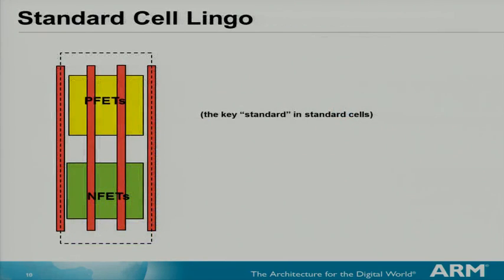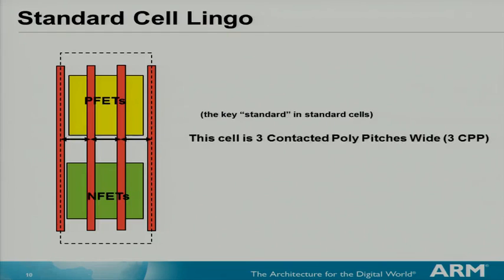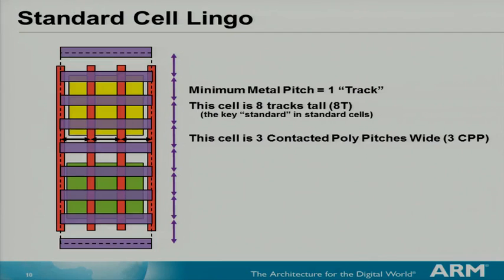So what exactly is a standard cell? It's basically an NFET and PFET, the complementary MOS gate, the gates that you form. But the thing that makes it standardized is that it's generally an integer multiple of the gate pitches and an integer multiple of the metal tracks, or minimum metal tracks. So this cell here is 3 contacted poly pitches wide, 3 CPP, and it's 8 minimum metal pitch tall.